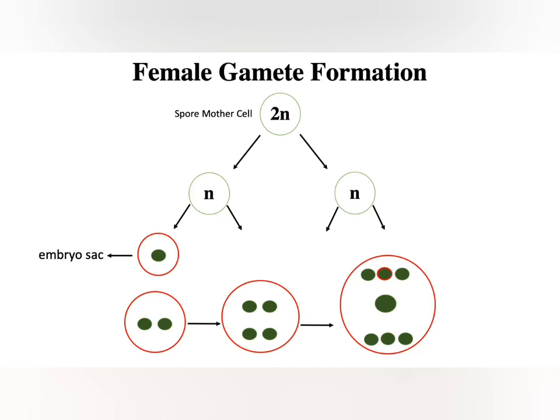And remember that this is the embryo sac which is present inside the ovule, in which the male gametes from the pollen grain will fuse with this female gamete, or you can say haploid nucleus, during fertilization. So this is all about the gametogenesis in flowering plants.